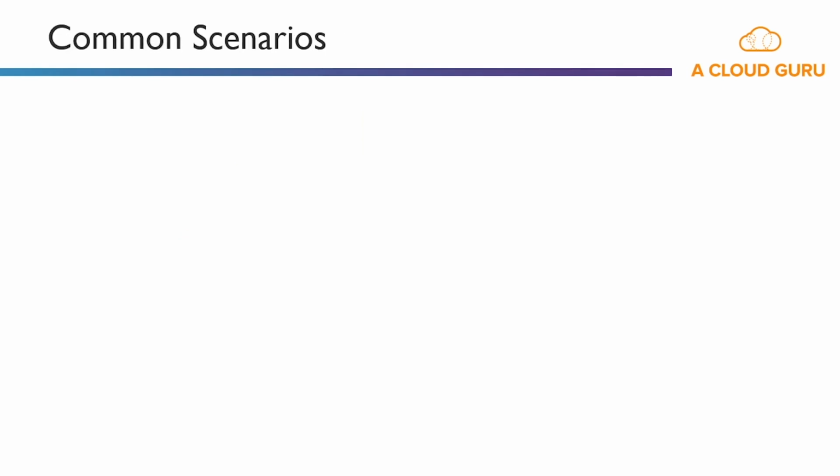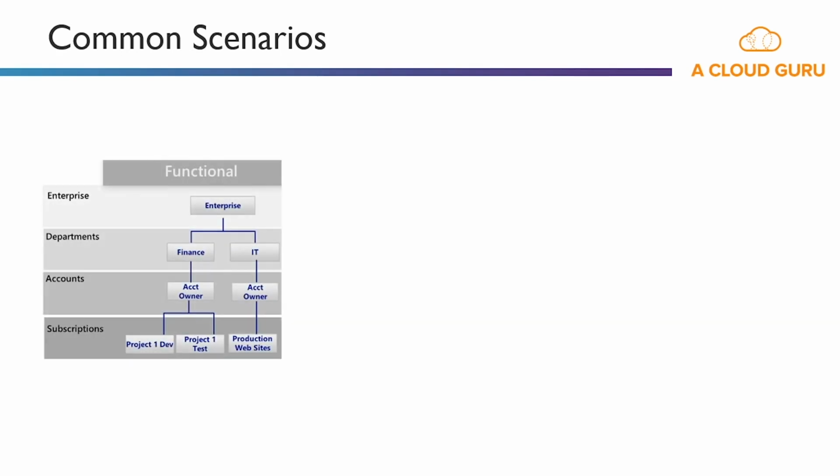If you want to see some common scenarios, it helps to look at the major three that Microsoft showcases. One is a functional example where you've got your enterprise at the top. We've got things like finance and IT as our functional departments there. And then we have account owners, and subscriptions in there you can see are based on projects within those specific departments. So production websites, project one test, project one dev.